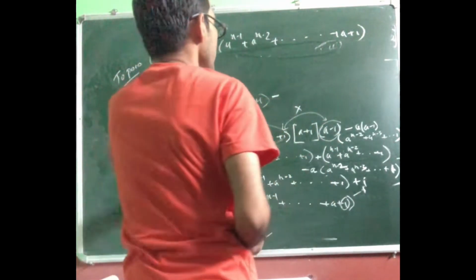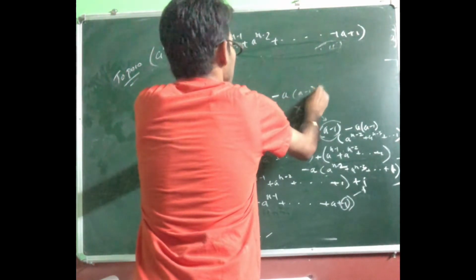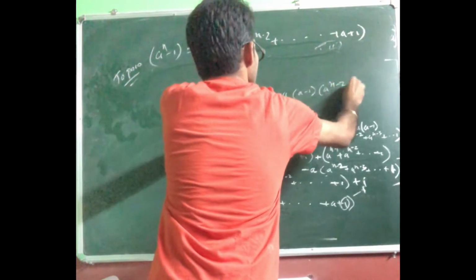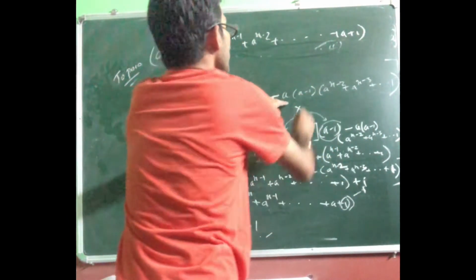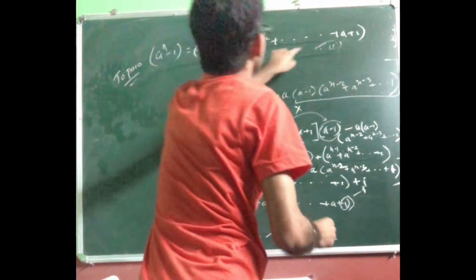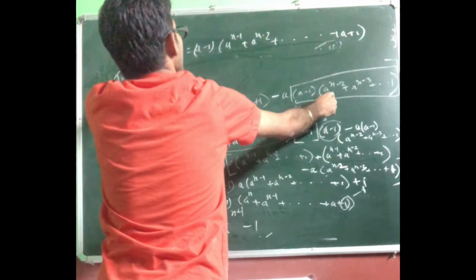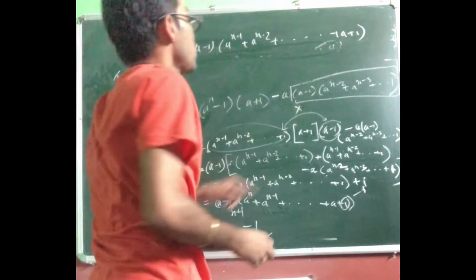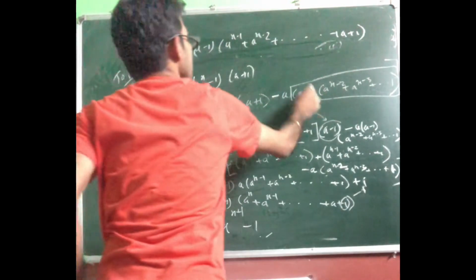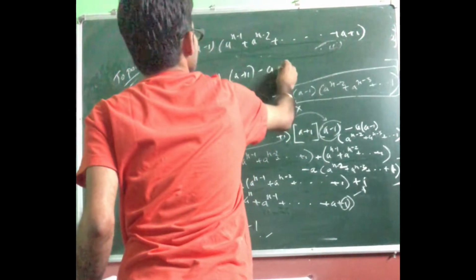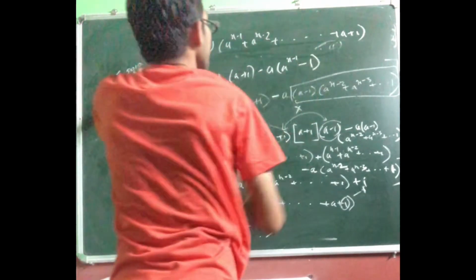What about this one? Here I have got a minus a, and then a minus 1 multiplied with a to the power n minus 2 plus a to the power n minus 3 all the way till 1. Now if you look into this one, this whole thing is actually a to the power n minus 1 minus 1. So I can replace this whole thing with a minus a, and this whole thing is a to the power n minus 1 minus 1.